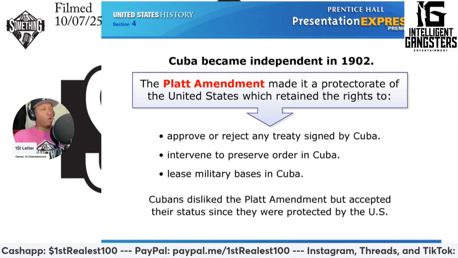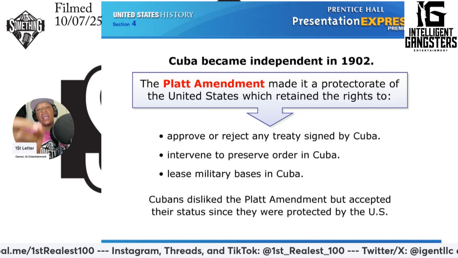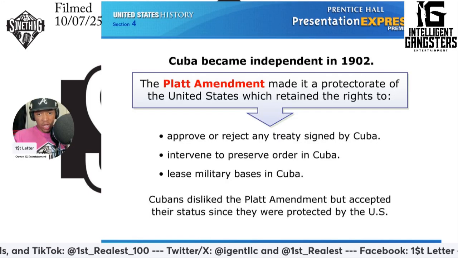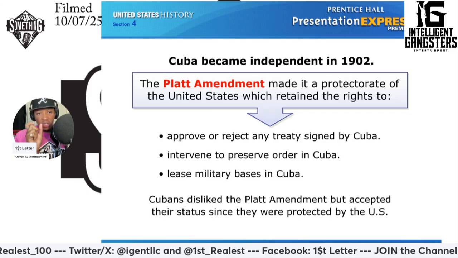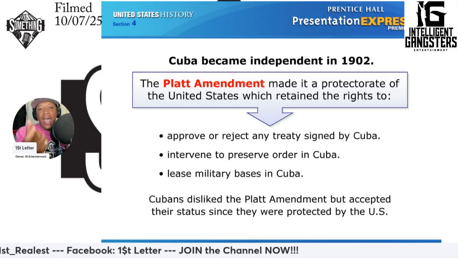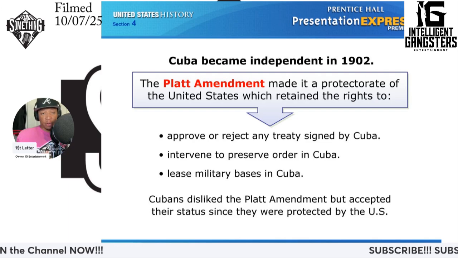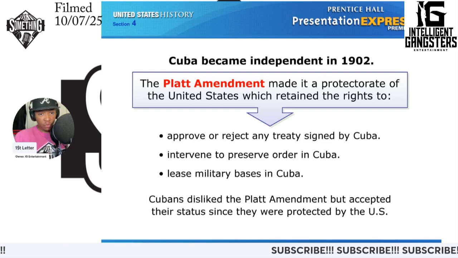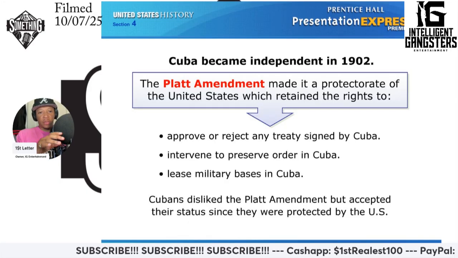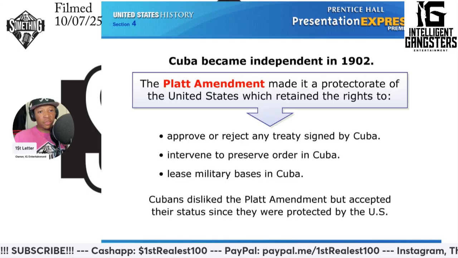Now, I want y'all to think about that. What would you do? Because really, when you look at it, it says the Platt Amendment made Cuba a protectorate of the United States. Look at that word protectorate. You see the word protect in it, okay? So that basically means the United States was going to protect Cuba in exchange for the Cubans allowing America to have all this authority over them. The Cubans had to give up the power about the approval or rejection of treaties to the U.S.